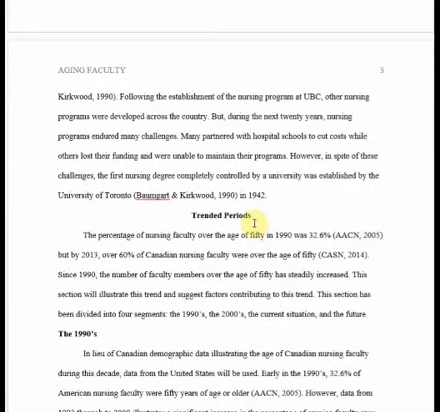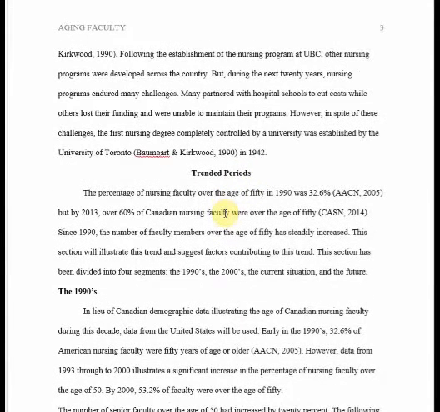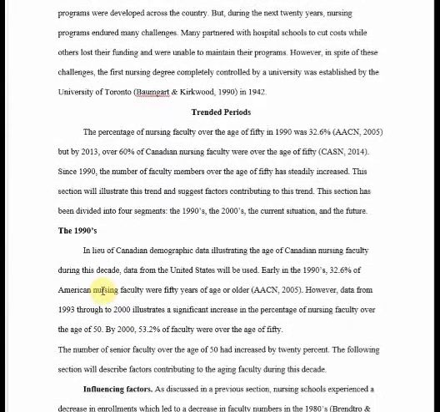I want to talk about the trended periods that I'm going to talk about. So again, another first level heading. Now I'm breaking up the trended periods into different decades. So then I'm going to use, for my different decades, a second level heading, which is on the left side, still in bold. So I'm going to talk about the 1990s.